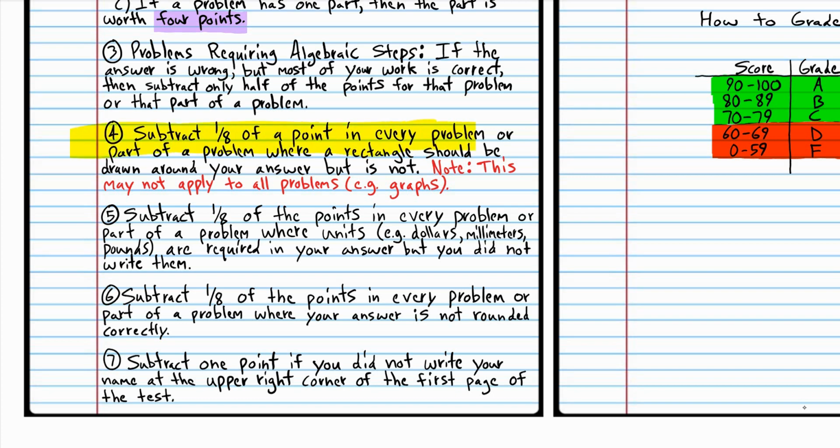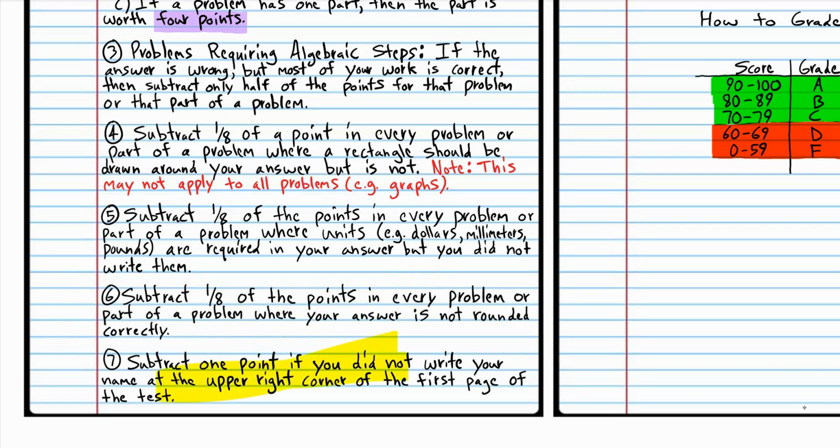You need to rectangle your final answers. If your answers are graphs, then obviously you don't have to rectangle that. You do need to write units. Some of these problems required dollars, millimeters, and maybe there were some other problems I forget, but you need to have the right units in your answer or else you'll lose points. And of course there are some problems where you have to round off. If you did not round off correctly, then you need to subtract points for that.